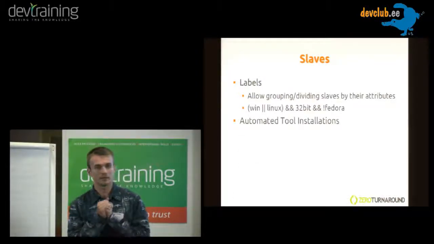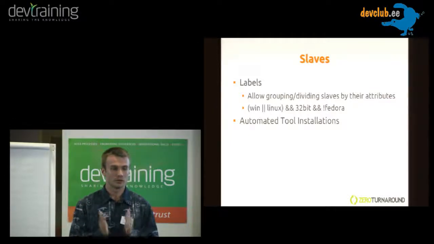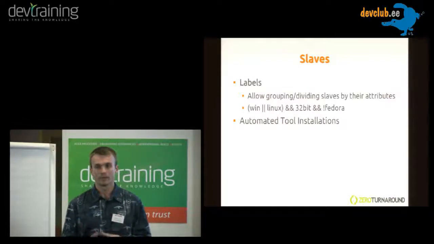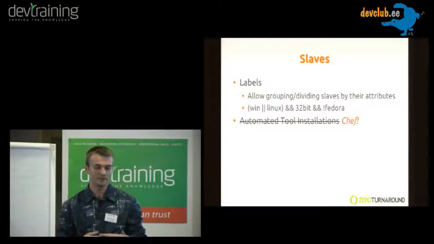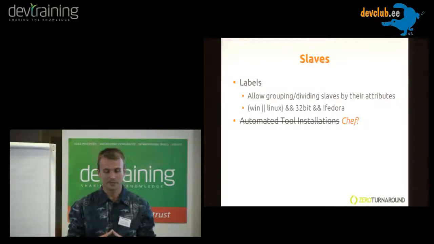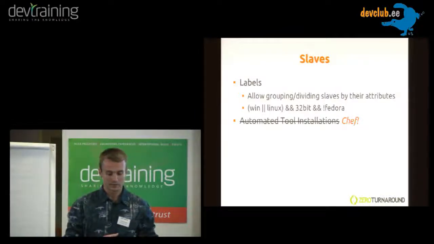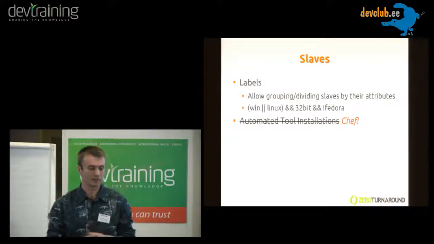Another thing Jenkins has is automating the tool installations. For example, if you need Java or Ant or Apache for your project to be built, it can automatically install it. But actually, I don't think it's a very good idea because if you have a lot of slaves, it will mess up actually. And it's much easier to configure your slaves beforehand with Chef or Puppet, and after that only join the slaves with the master.